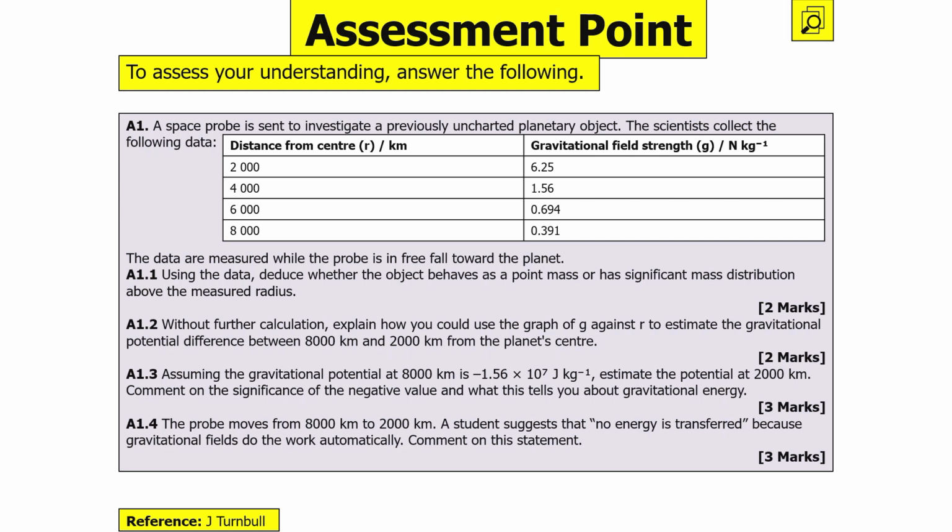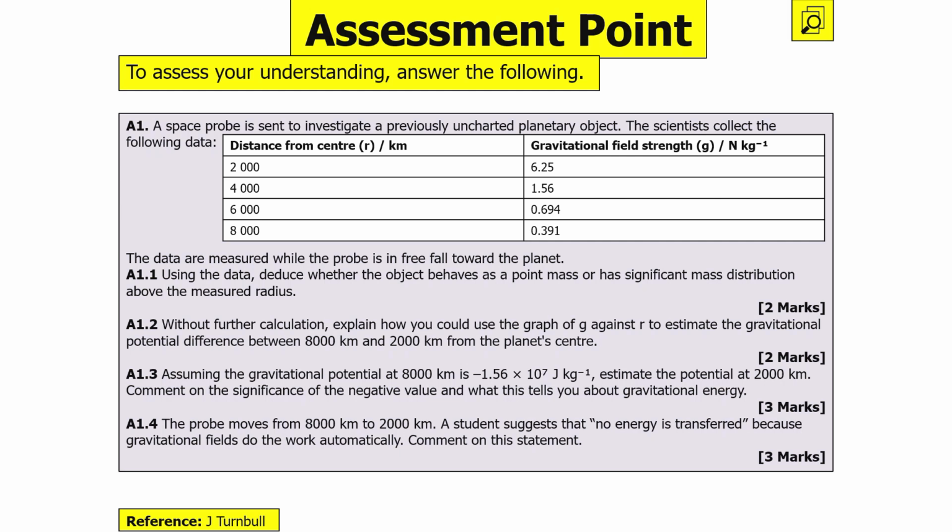Using the data, deduce whether the object behaves as a point mass or as a significant mass distribution above the measured radius. Without further calculation, explain how you could use the graph of g against R to estimate the gravitational potential difference between 8,000 km and 2,000 km from the planet's centre.